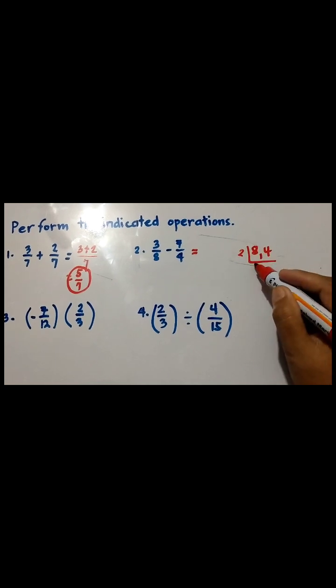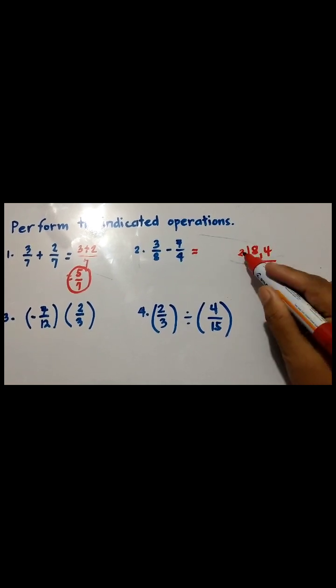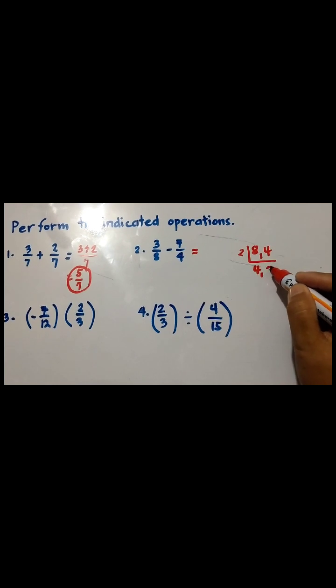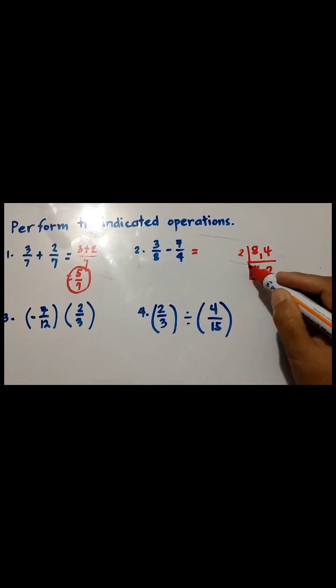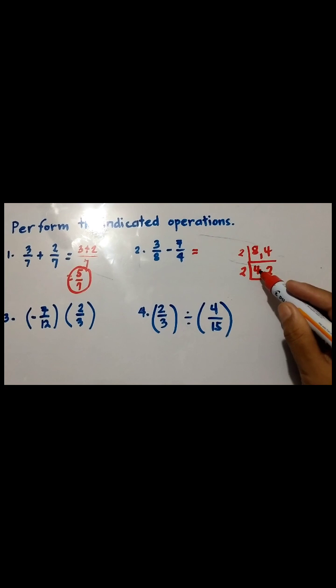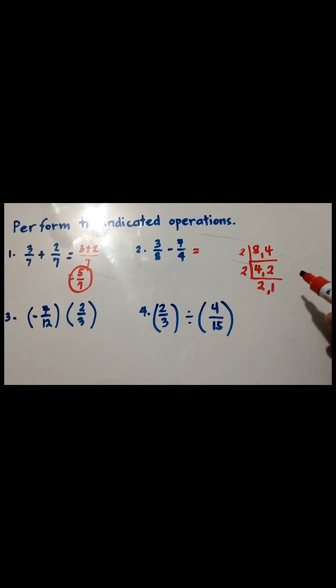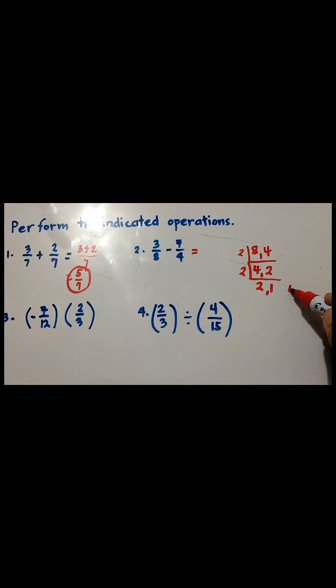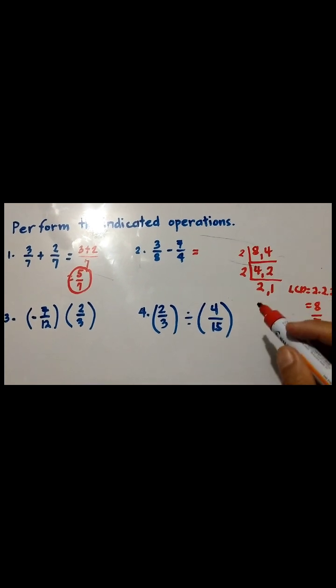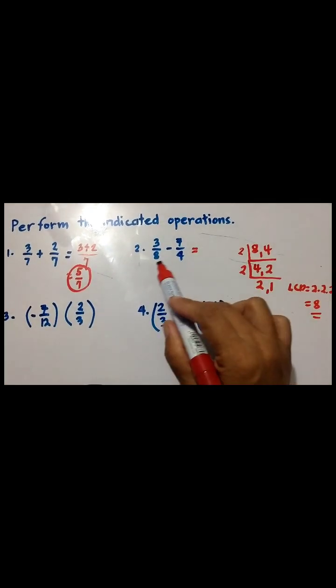8 divided by 2, that is 4. 4 divided by 2, that is 2. Then still you can divide 4 and 2 by 2. 4 divided by 2, 2. 2 divided by 2, 1. So the LCD is equal to 2 times 2 times 2 times 1, and that is 8.